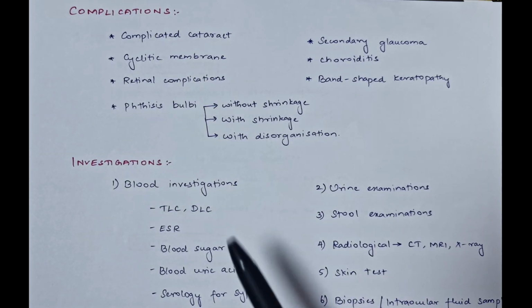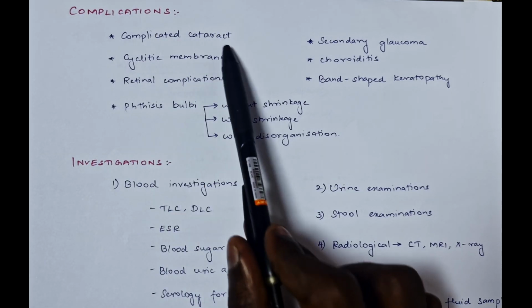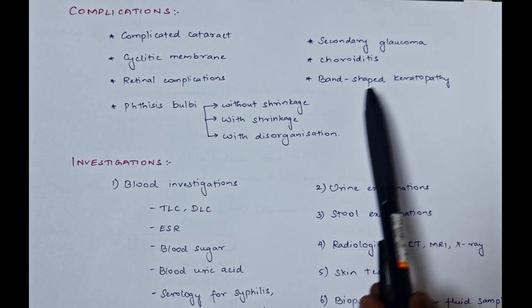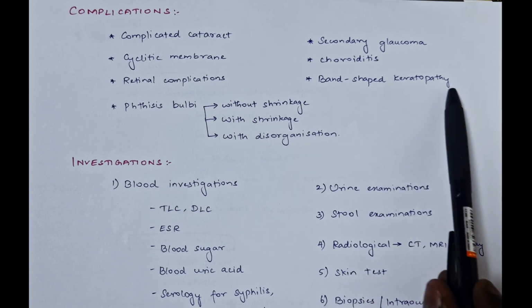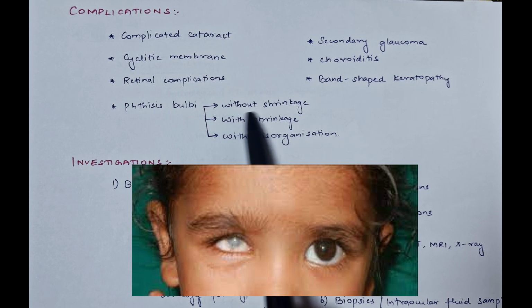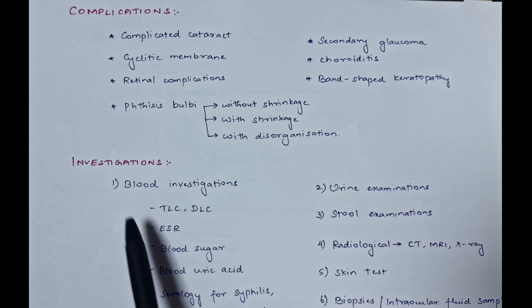Complications of anterior uveitis. It can lead to complicated cataract, cyclitic membrane, retinal complications, secondary glaucoma, choroiditis, band-shaped keratopathy. And it can lead to phthisis bulbi. It can be without shrinkage, with shrinkage, or with disorganization.